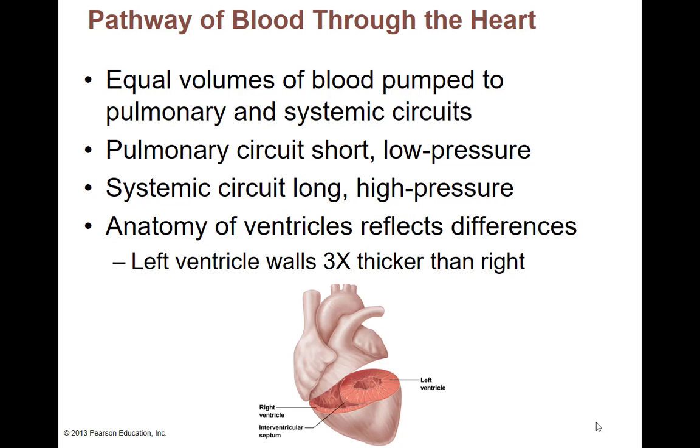However, in the systemic circuit, it's a long way that blood has to travel to the tips of your toes and your fingertips. So it's a higher pressure. It has to pump it all to those different areas. And yes, we saw this in lab. The left ventricle wall is going to be about 3 times thicker than the right ventricle wall because it has to pump that high pressure blood through the entire body. It needs extra strength, so it has a thicker muscle.